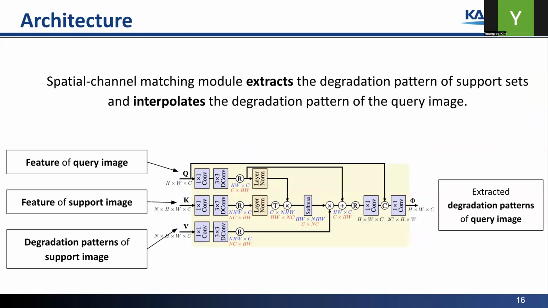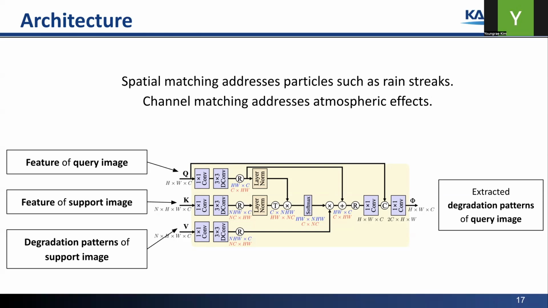To describe the matching module in more detail, the query consists of the features of the query image, while the key consists of the features of the support image. Therefore, the computed attention map represents the similarity between the degraded features of the two images, and since the value is the degradation pattern of the support image, the resulting output is the degradation pattern of the query image. The matching module is divided into spatial matching and channel matching. Spatial matching handles particles such as rain streaks and weather effects, while channel matching addresses atmospheric effects like fog.